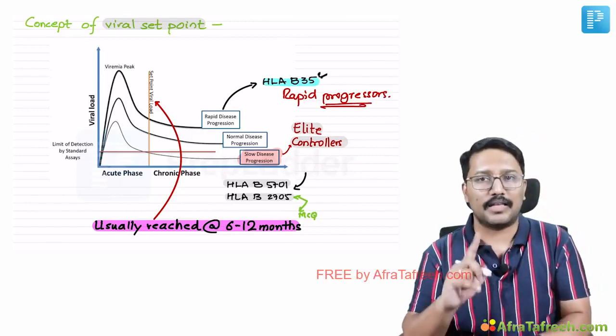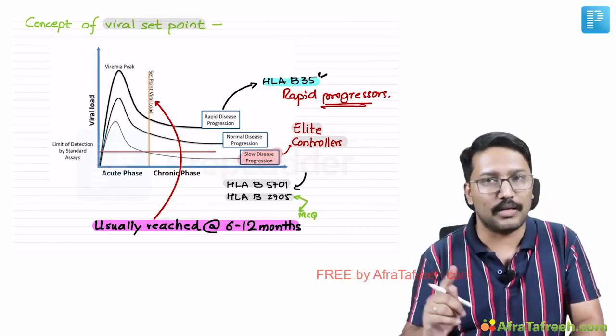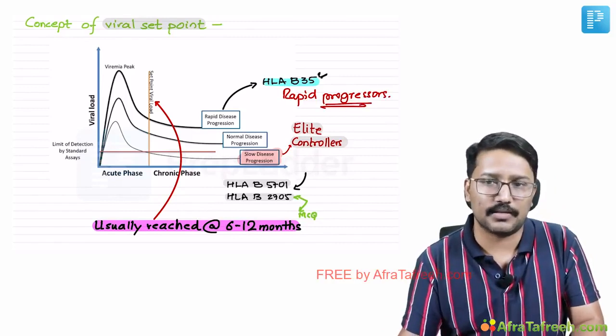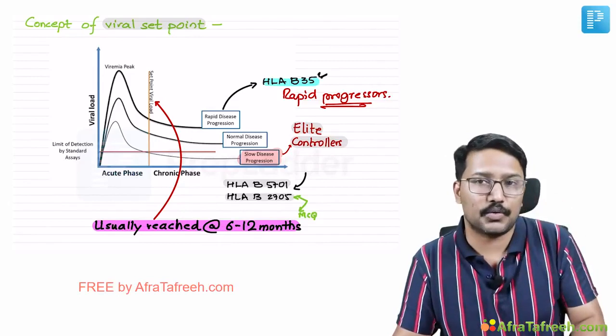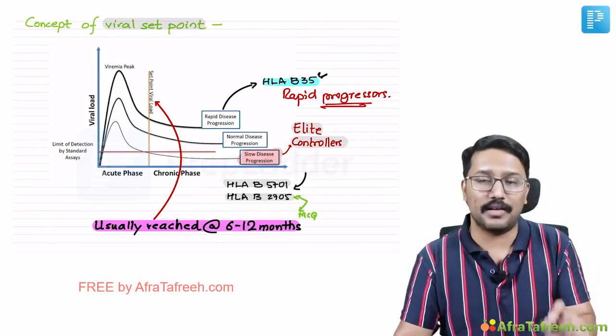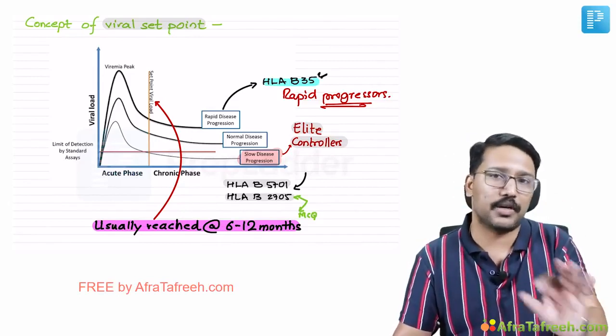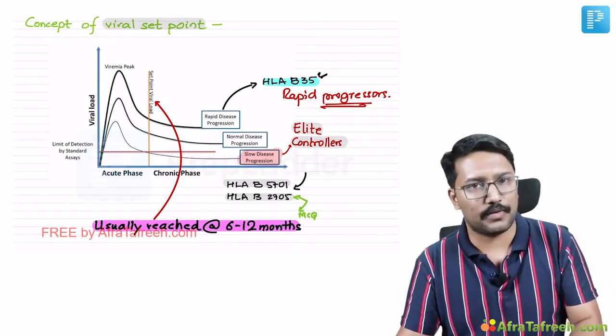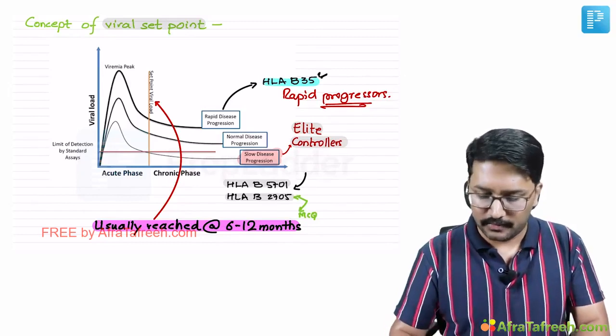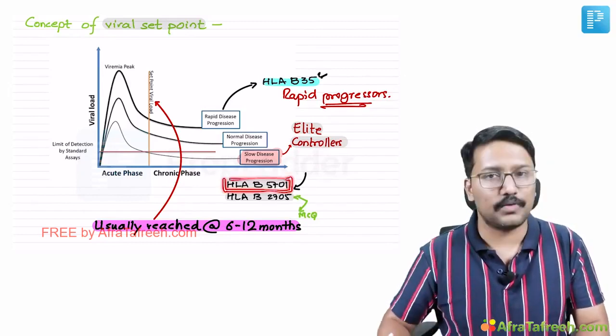Which one of the following HLA variants is associated with harm or increased risk of progression to AIDS? That is HLA-B35, right? Which of the following HLA variants confer protection against the progression to AIDS? HLA-B5701, HLA-B2705, right? Okay, before we move on, where else did we speak about HLA-B5701?